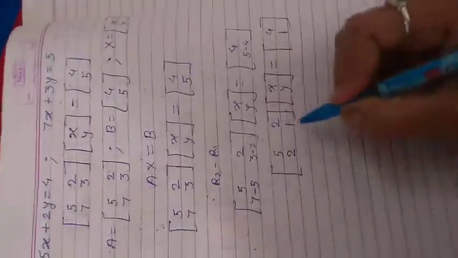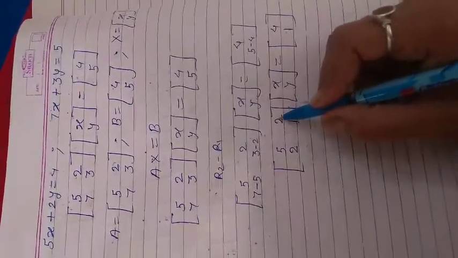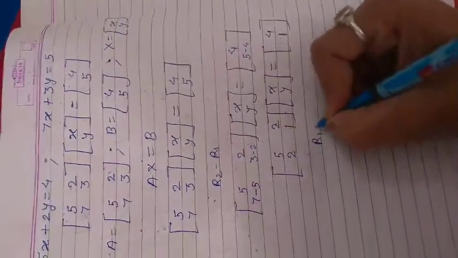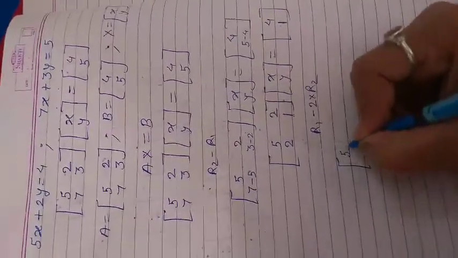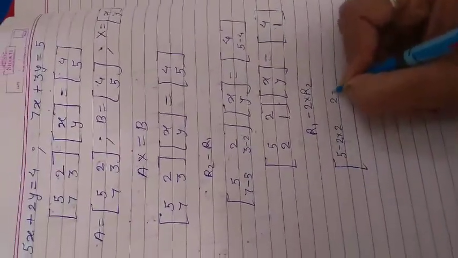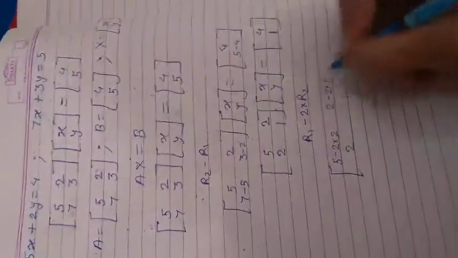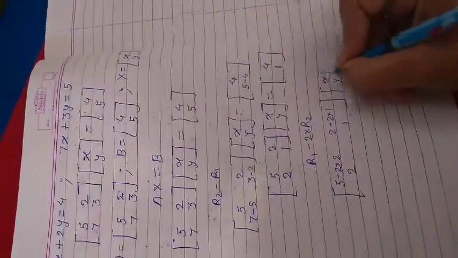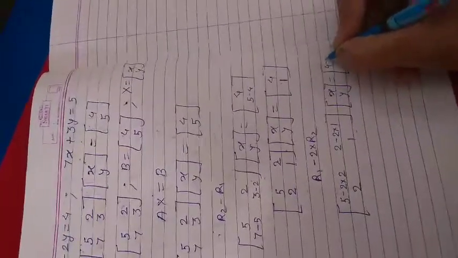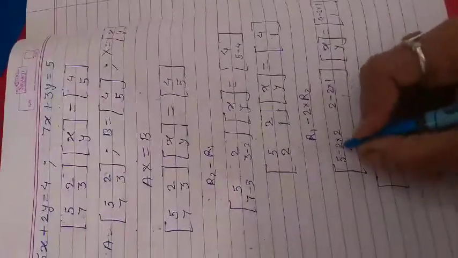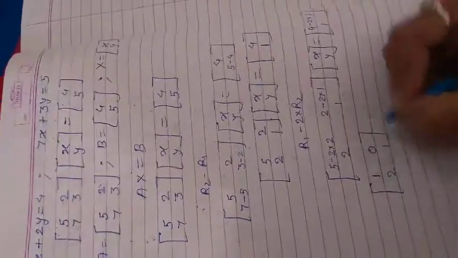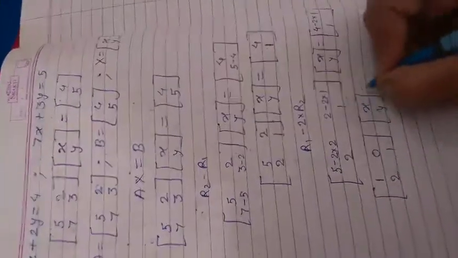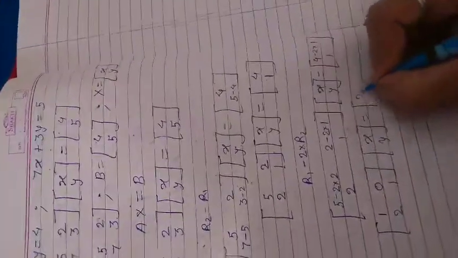Now we'll make this as 0. So R1 minus 2 times R2. This is 2, this is 1. [x; y] is equal to R1 minus 2 times R2. This is R2. So we'll write 5 minus 4 means 1. 2 minus 2 means 0. This is 2, 1. [x; y]. 4 minus 2 means 2, 1.